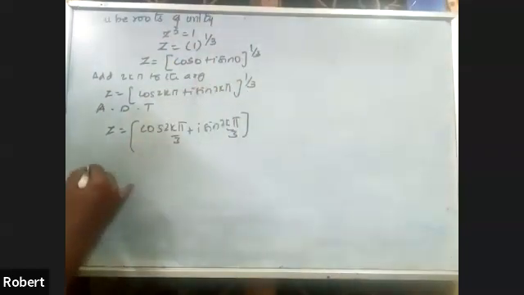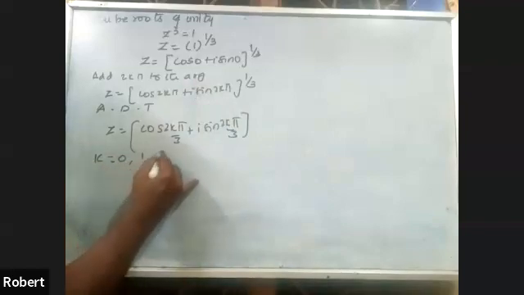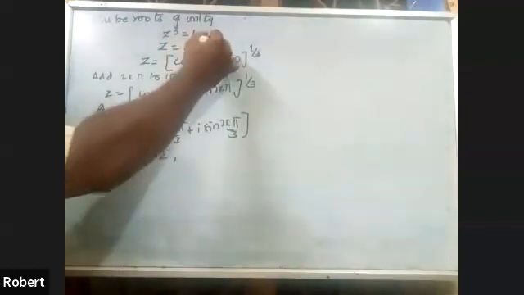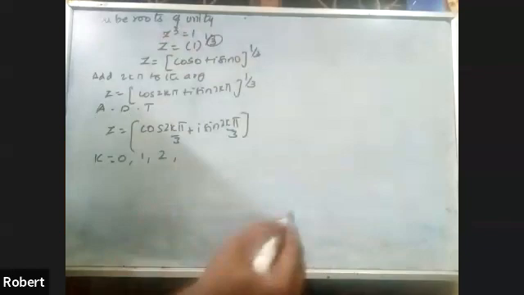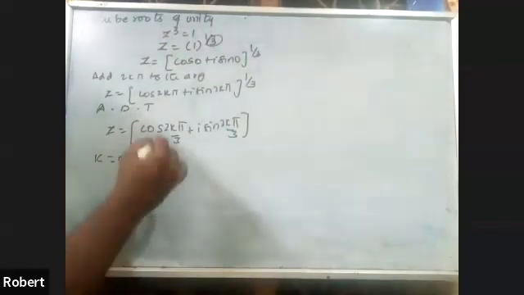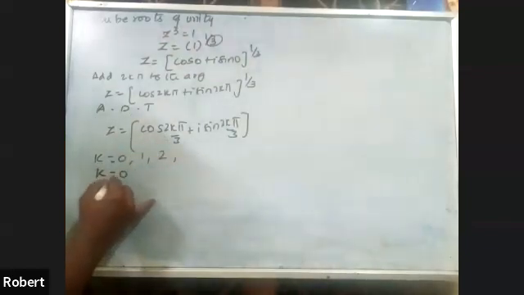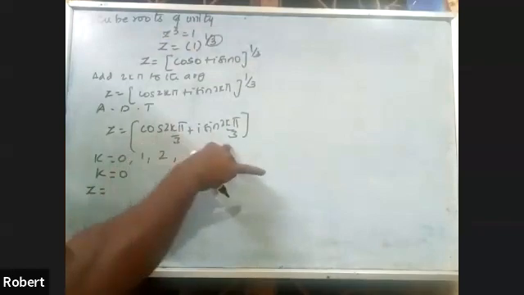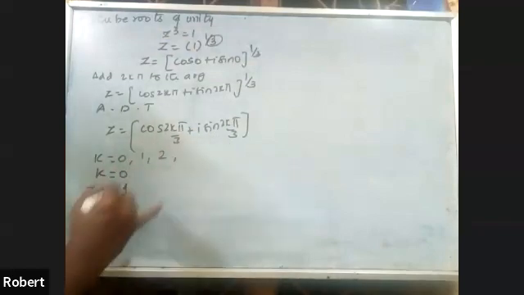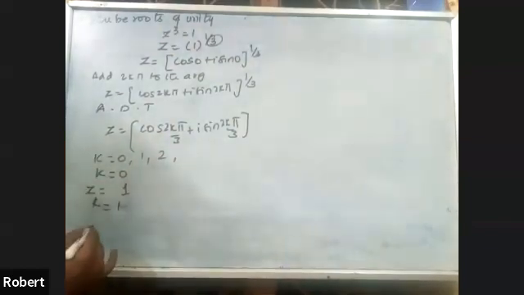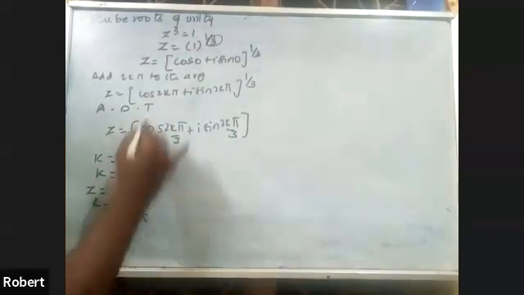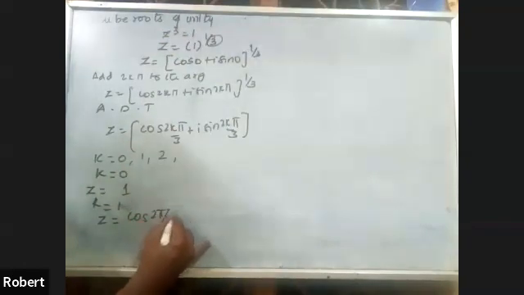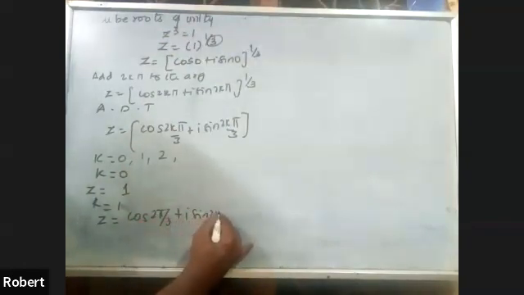Now the last step, your k value is 0, 1 and 2 because we have 3 here. Only 3 values, 3 solutions. The k value is 0, 1 and 2. When we put k equal to 0, then z equals cos 0 plus i sin 0. Cos 0 is 1, sin 0 is 0. Therefore, z value is 1. When you put k equal to 1, what happens? Cos 2 pi by 3 plus i sin 2 pi by 3.